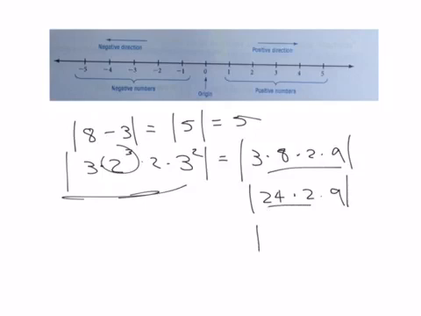24 times 2 is 48, times 9. And then that gives me 432. And I copied the problem down wrong, but that's okay. Let's look at C in example number 7.